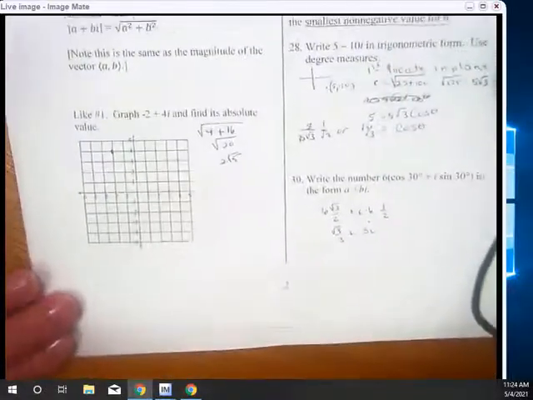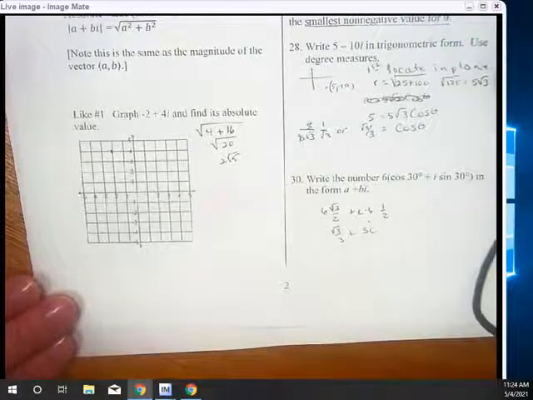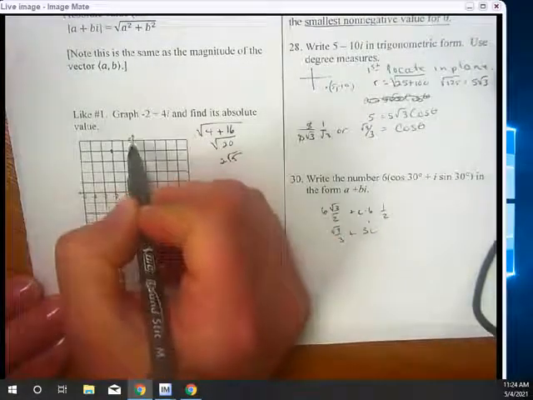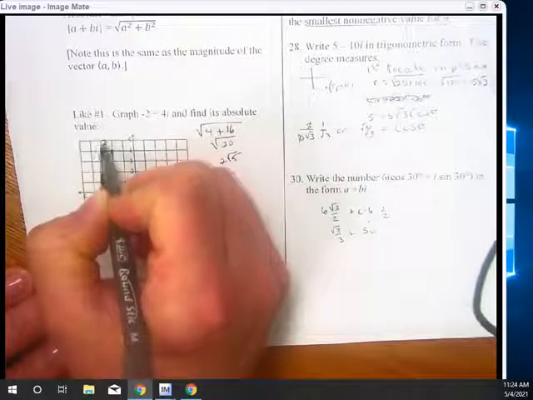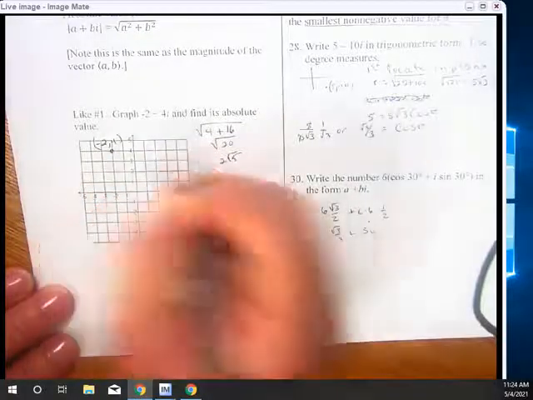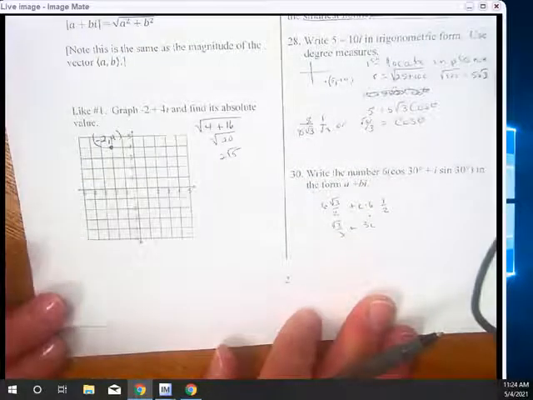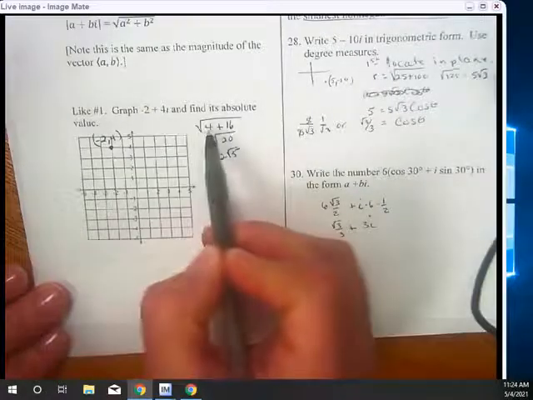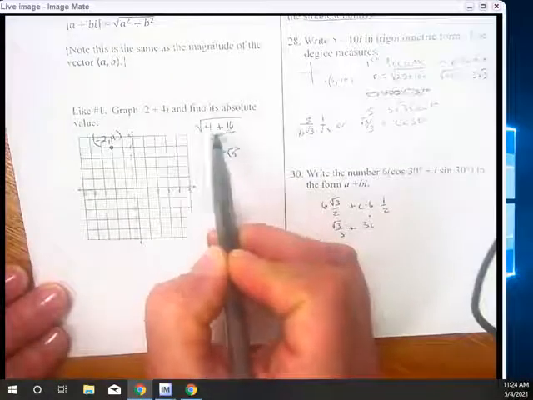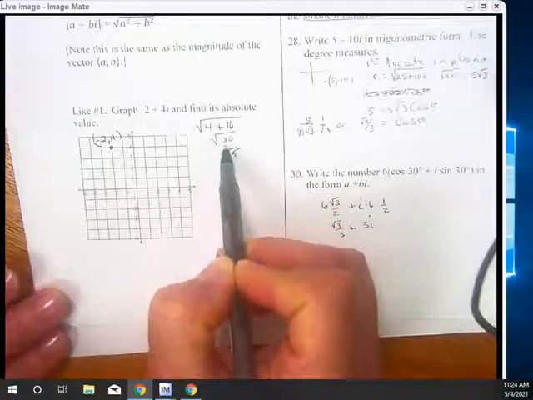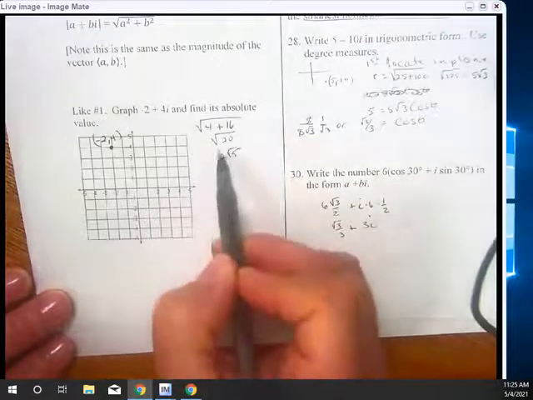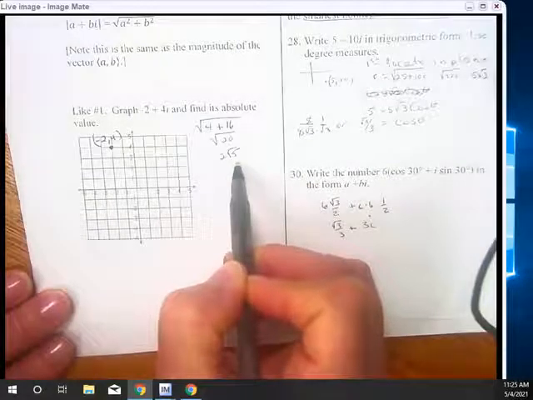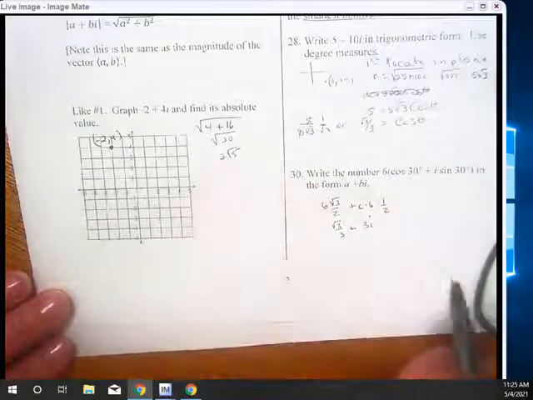So starting to graph -2 plus 4i and find its absolute value. -2 means we're going to start at the origin, go back 2 and up 4. (-2, 4) is the point on our complex plane. -2 squared is 4. 4 squared is 16. 16 plus 4 is 20. I'm not going to allow you to leave the answer as the square root of 20. 20 has a perfect square in it, 4 times 5. The square root of 4 is 2, radical 5. Simplify your answers. Okay? So far, so good?